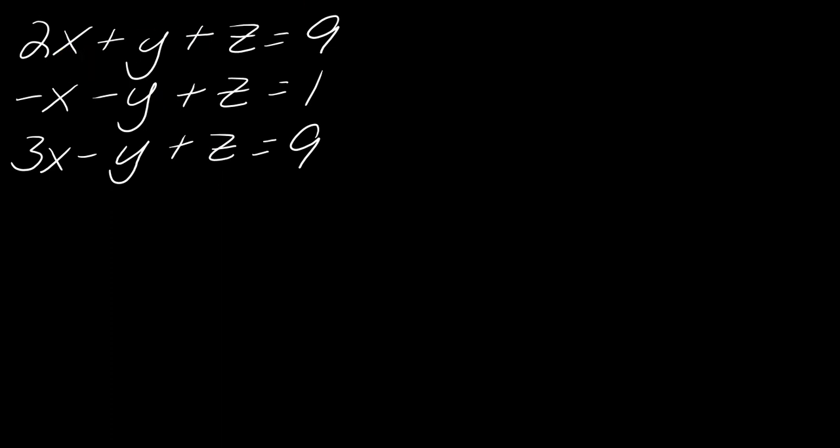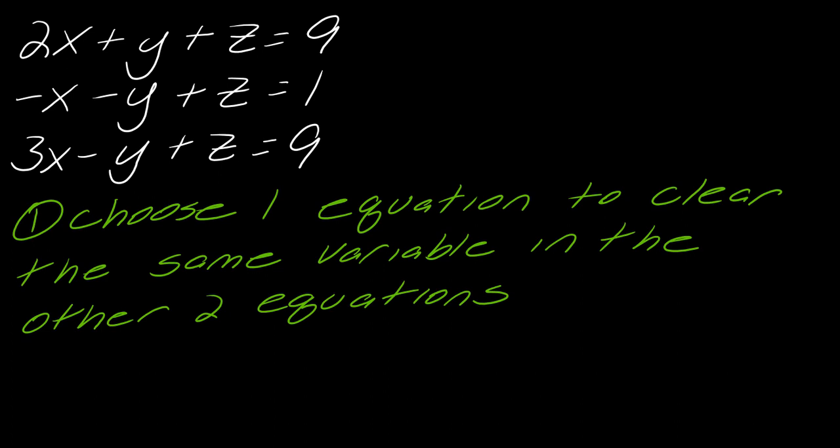Okay, so the first step is you want to choose one equation to clear the same variable in the other 2 equations. So what do I mean by that? Look at what we've got here. Ideally, you have a variable that you could easily eliminate twice. So I'm looking at the y's here, because this positive y and this negative y is going to drop the y's out. Same thing here, this y plus the third equation is going to drop the y's out.